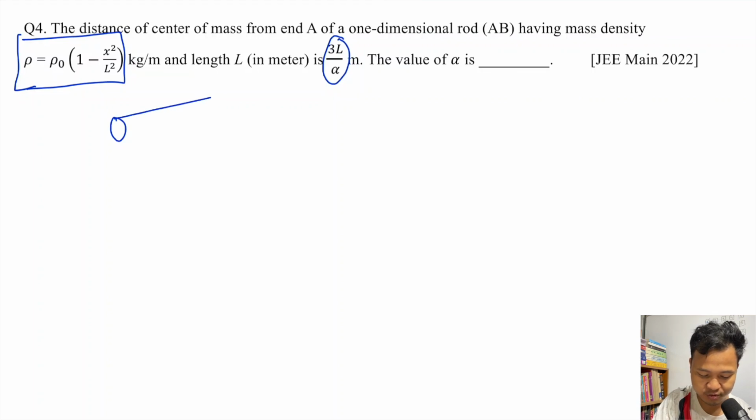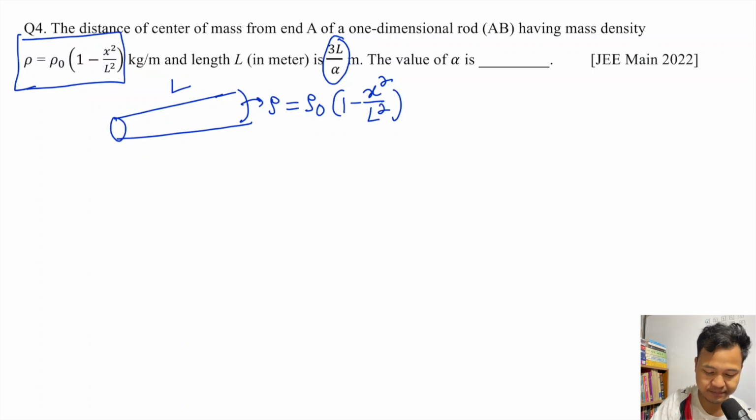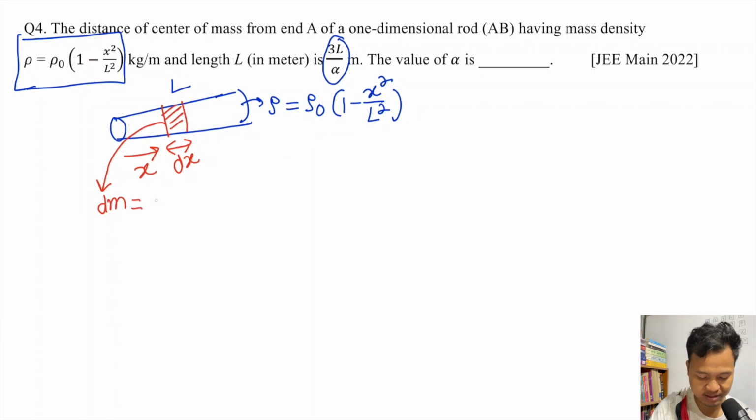So let's take the rod of length L. Rho is given as rho naught into 1 minus x squared divided by L squared. First step, we find dm. Take a small segment of length dx at a distance of x. What is the mass of this small segment? dm equals rho into dx, so rho naught into 1 minus x squared divided by L square into dx. So that is your dm formula.